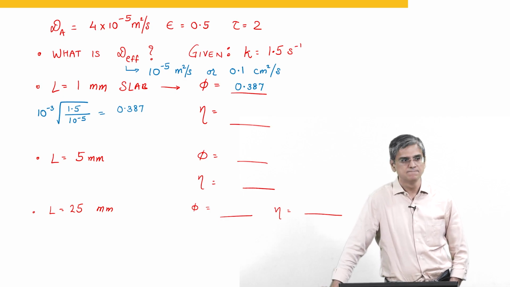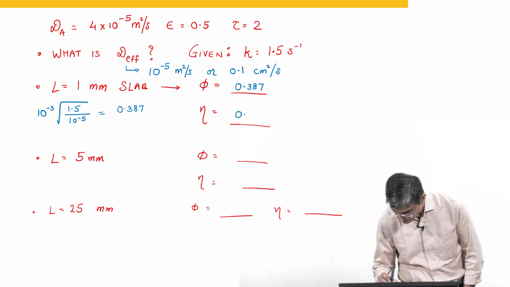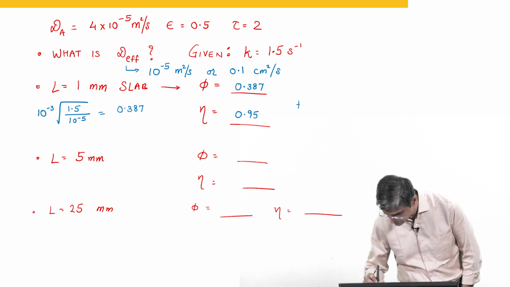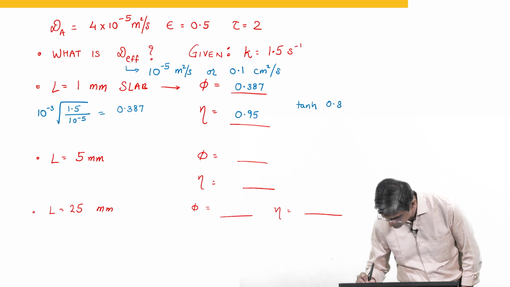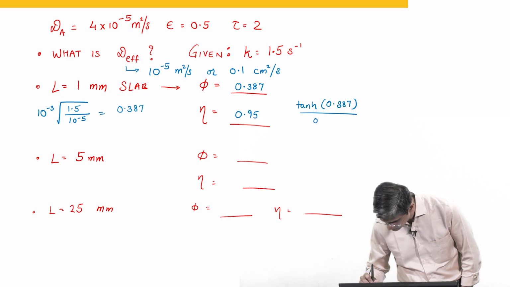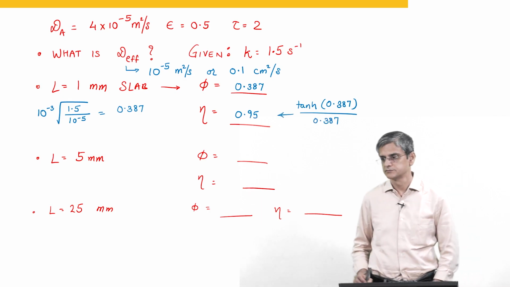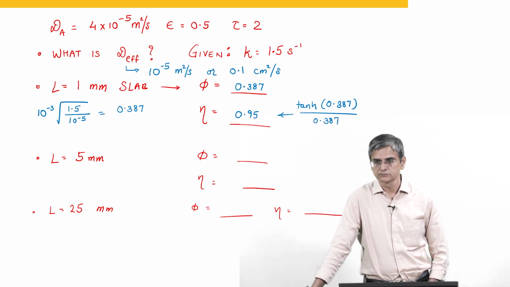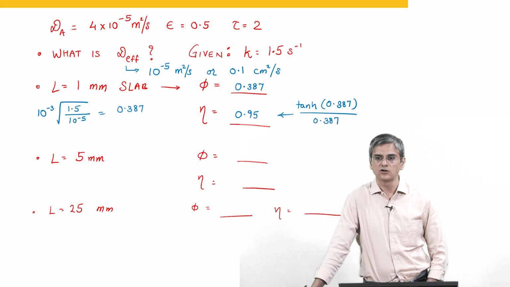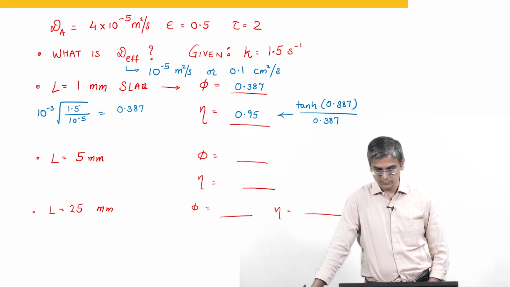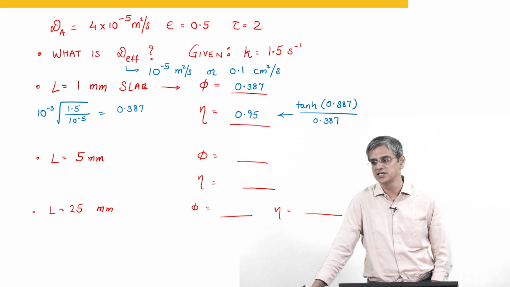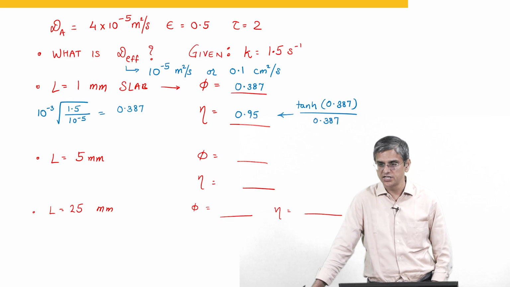Yeah, what is the value of eta? 0.95. Hyperbolic tangent, not... If your phi square is less than 0.1, you can take your eta approximately equal to 1.